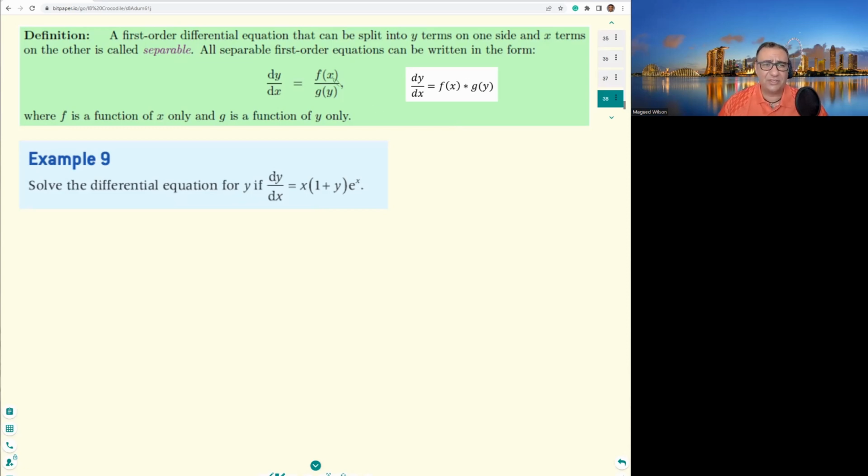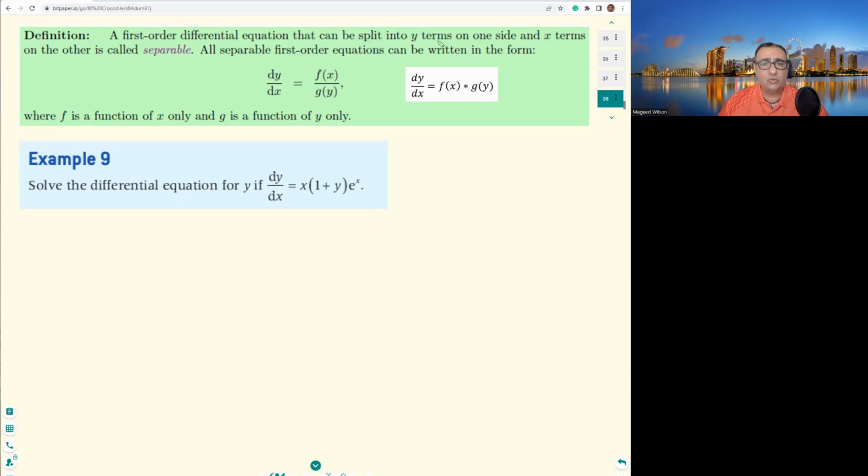So let's read the definition. A first order differential equation, now you know what a first order is, only dy by dx, the first derivative, or by any variable, it doesn't matter: dh by dt, dg by dz, whatever.